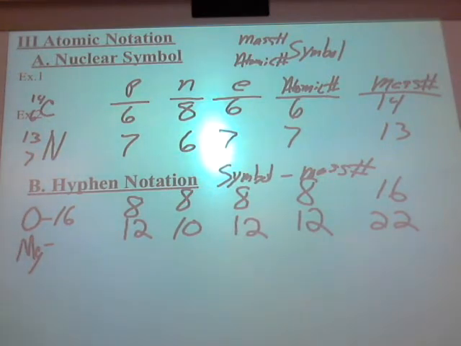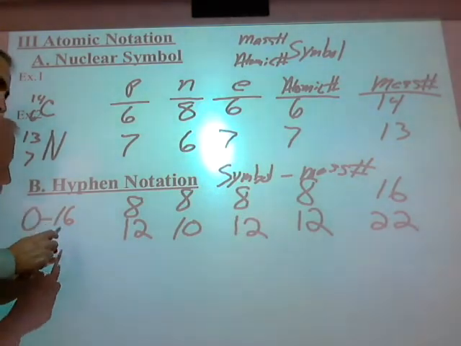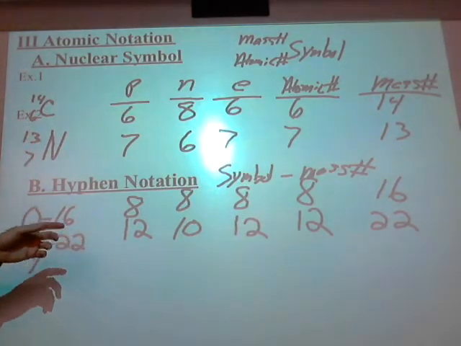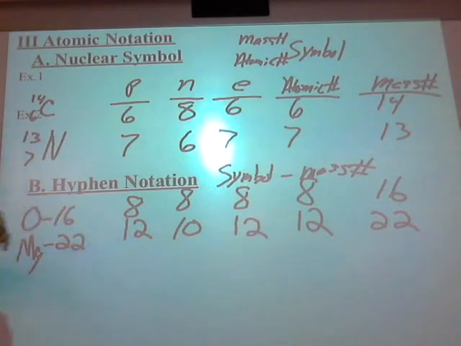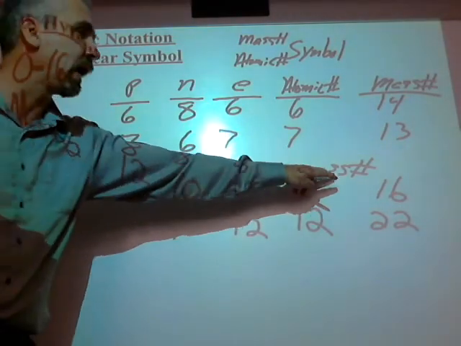Magnesium dash 12, right? No. Very common mistake. It's followed not by the atomic number, but by the mass number. A lot of people do that. They put Mg 12 or O8. This is not the atomic number. It's the mass number. Okay.